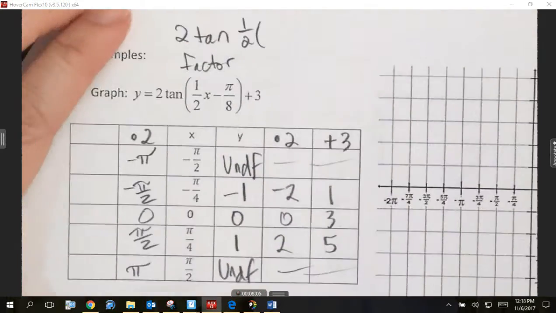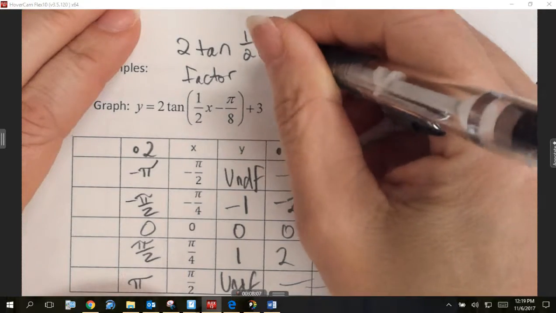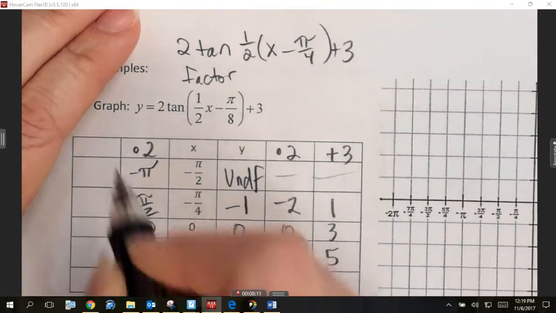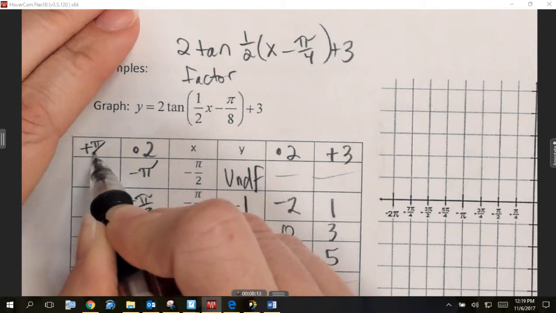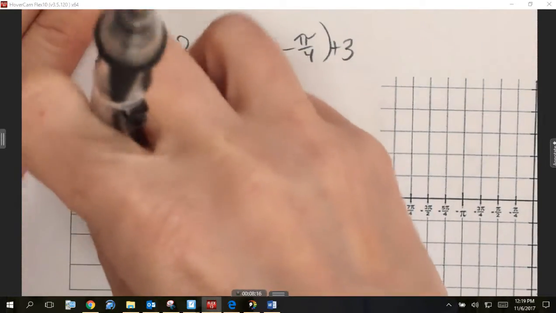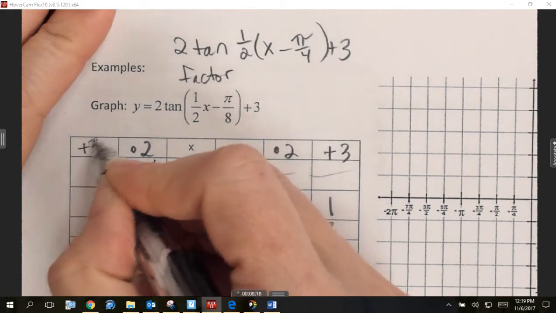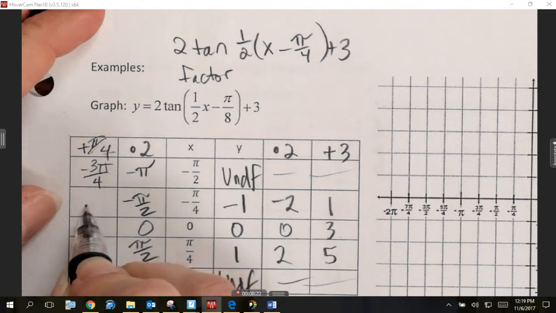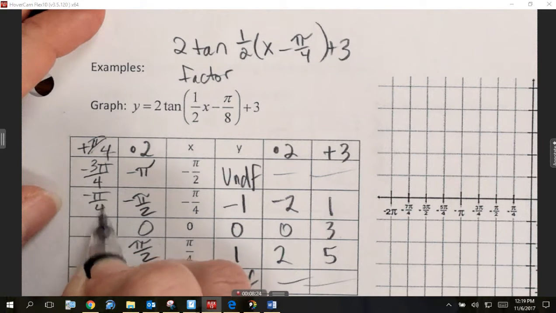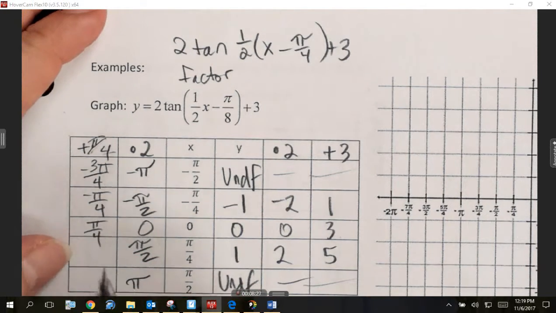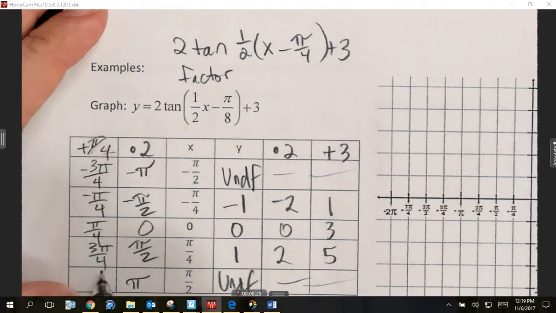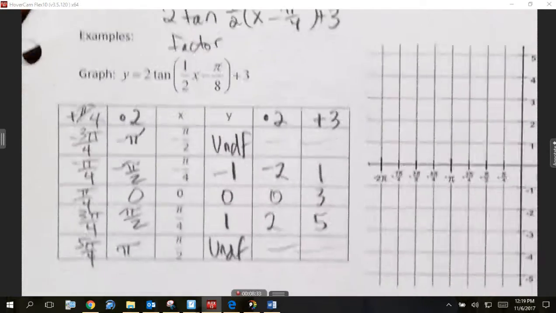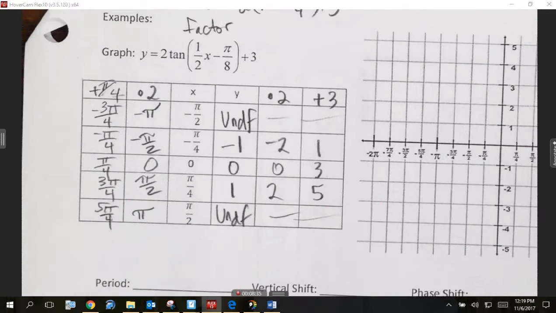Am I still on the screen? And we get x minus pi over 4 plus 2, or 3. So then, yes, you're going to add pi over 2. Just kidding. Pi over 4. And I'm going to do that quick. Zoom out just a little bit.